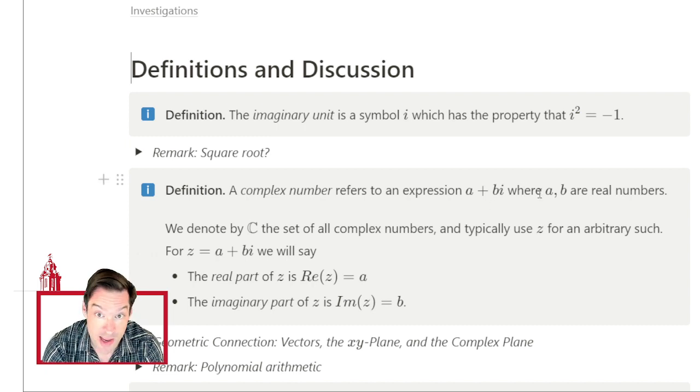So a + bi, where a and b are real numbers, formally speaking, that expression defines a complex number. We say that a is the real part of that number and that b is the imaginary part of that number.